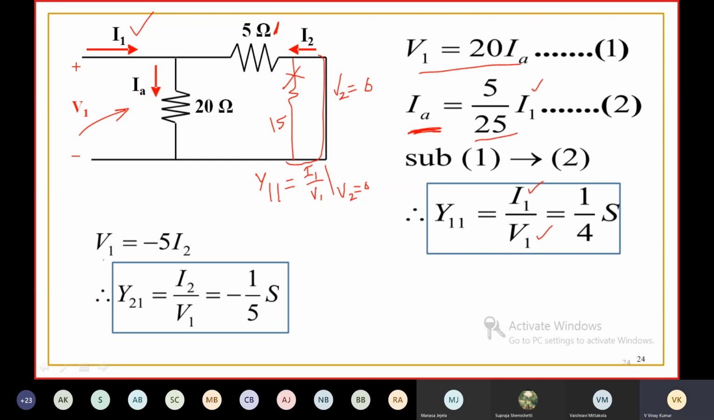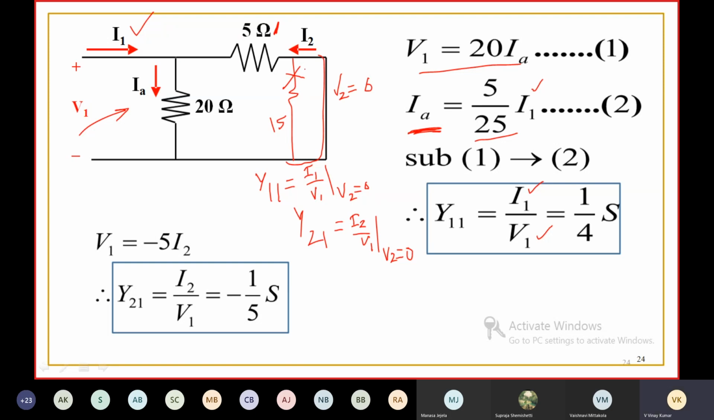Similarly, what is V1? You have to get V1 in terms of I2, in order to find Y21, which is equal to I2 by V1 when V2 is equal to 0. You take the same circuit and find the ratio of I2 to V1.